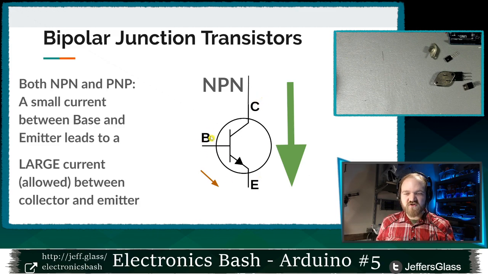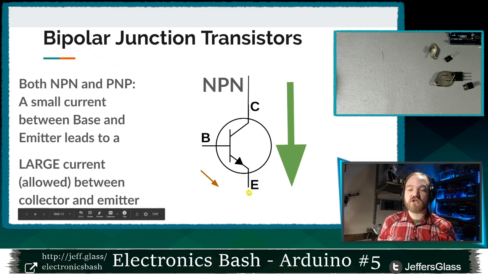I'll say that again while drawing things with the mouse here. If I have a setup that creates a small amount of current flowing along this base-emitter diode, from the base to the emitter, that's essentially going to close a switch, open the floodgates between the collector and the emitter to allow a large current to flow. For an NPN transistor, that looks like us putting a little bit of current into the base and it flowing down to the emitter, and that will allow a large current to flow from the collector down to the emitter.